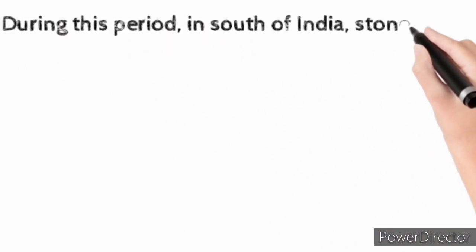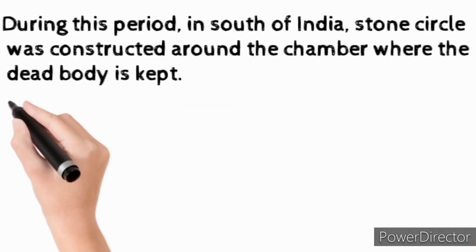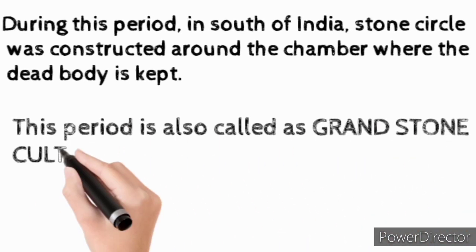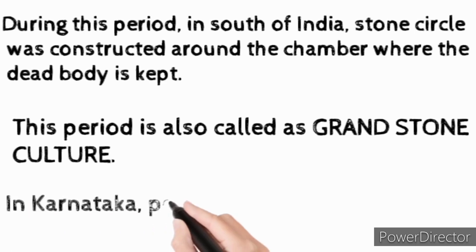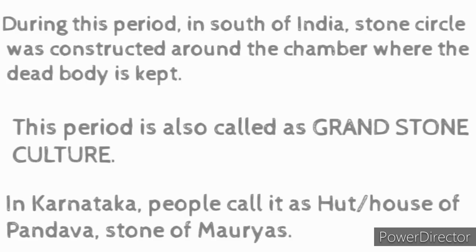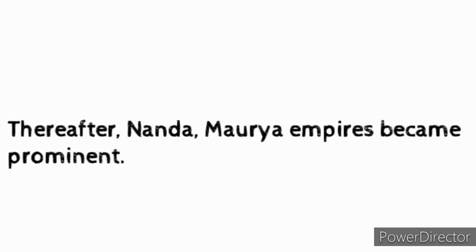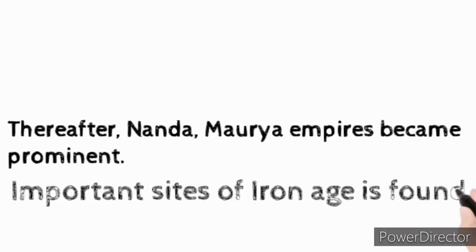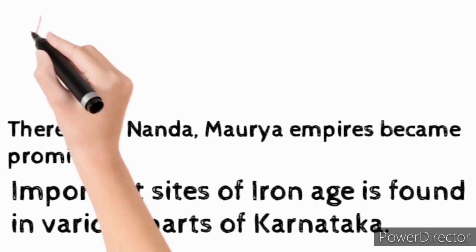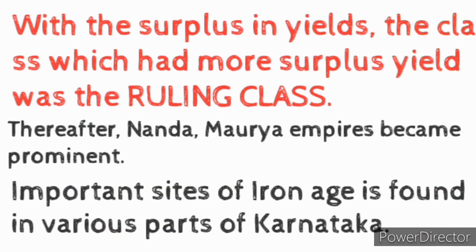During this period, in south of India, stone circles were constructed around the chamber where the dead body is kept. This period is also called Grand Stone Culture. In Karnataka, people call it Hut House of Pandava, Stone of Mauryas. Thereafter, Nanda and Maurya empires became prominent. Important sites of Iron Age are found in various parts of Karnataka. With the surplus yield, the class which had more surplus was the ruling class.